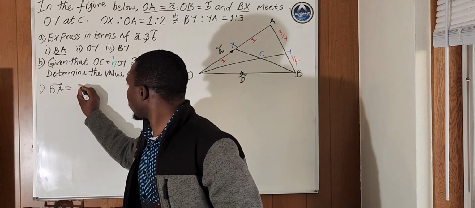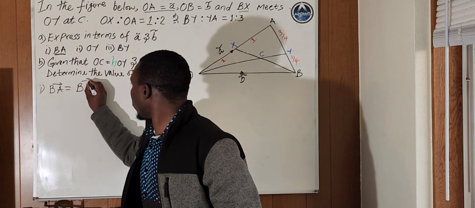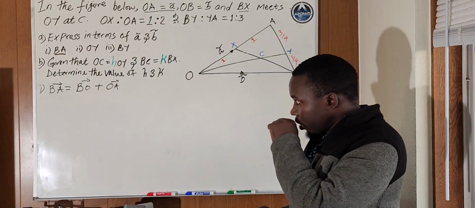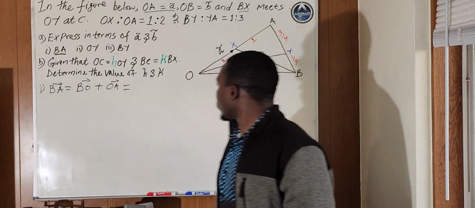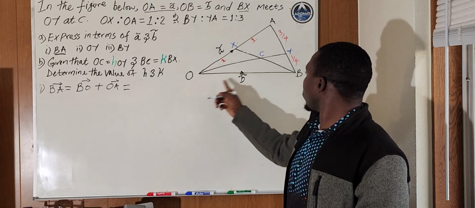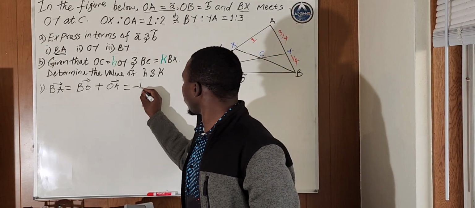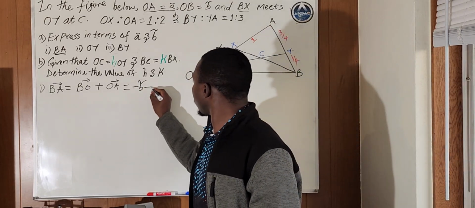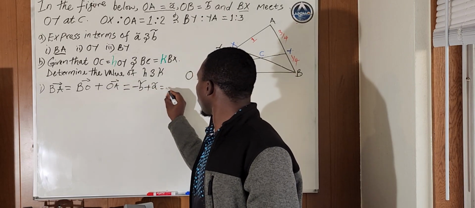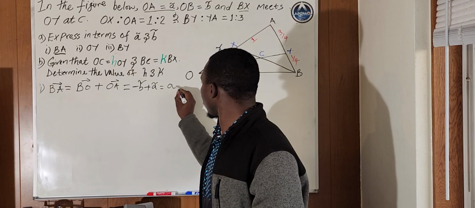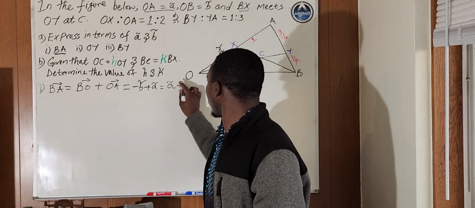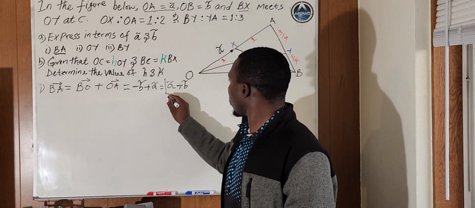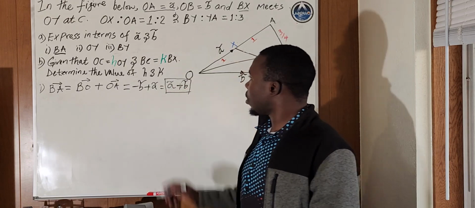So this is the same as BO plus OA, which is equal to: BO is minus vector B, OA is plus vector A. We can rearrange this to be vector A minus vector B. This is for Roman 1.